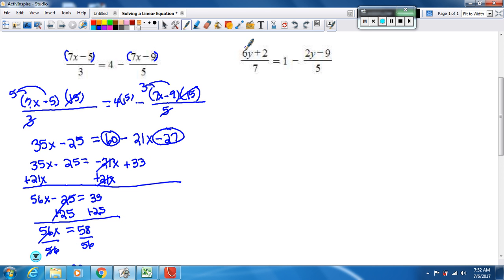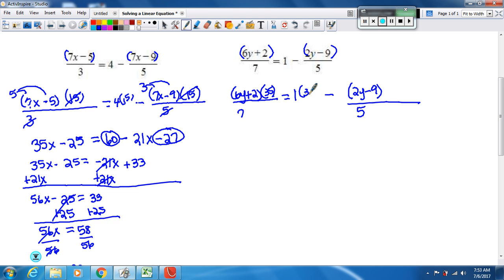This next one, I'm going to put my binomials in parentheses first. Okay, the largest denominator is 7. 7 times 5 is 35. So 35 is the number that I'm going to use. So write everything just like it is with extra long fraction bars. That was a y there. Equals 1, leave some space, minus 2y minus 9 over 5, and we said 7 times 5 is 35, so we put that with every single term.